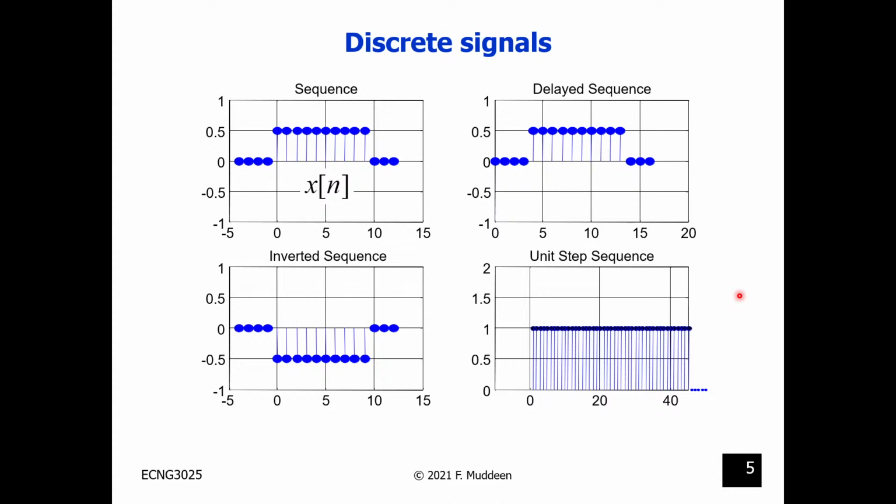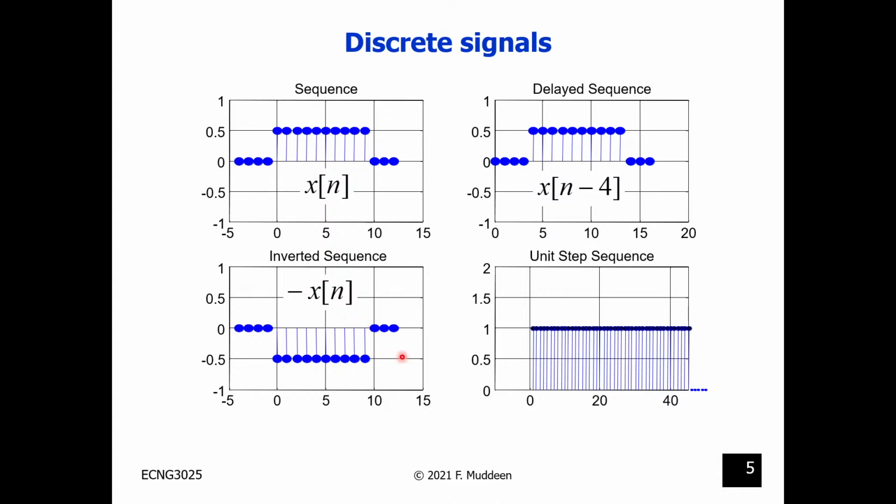However, when we write these signals, we're going to be using square brackets instead of curly brackets. So if we have our input sequence x of n, and we delay this such that instead of starting at 0, it starts at positive 4, the delay here is represented by x of n minus 4. Similarly, if we wanted to invert our x of n sequence, this is going to be minus x of n.